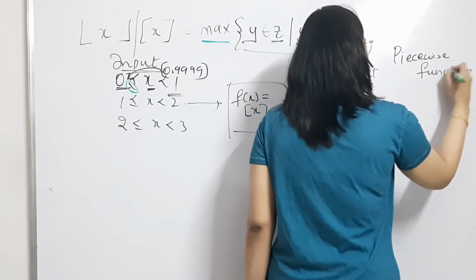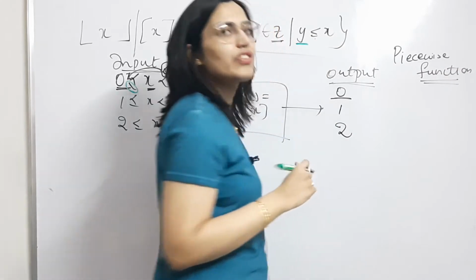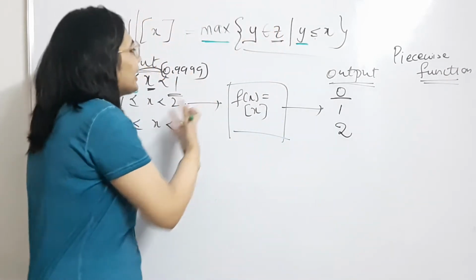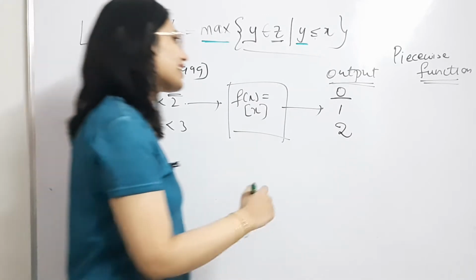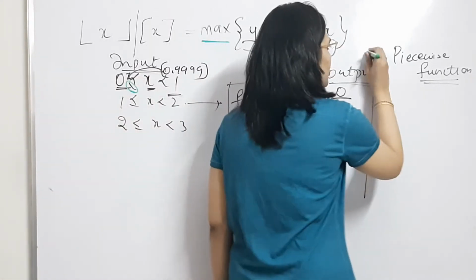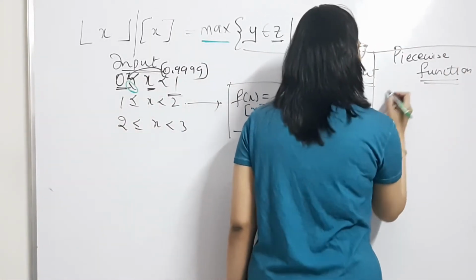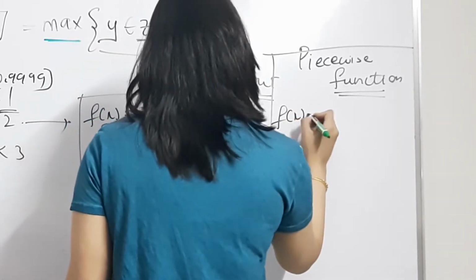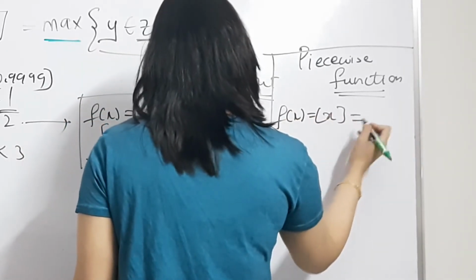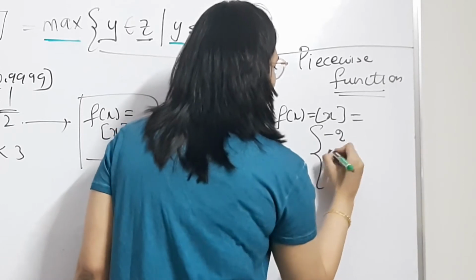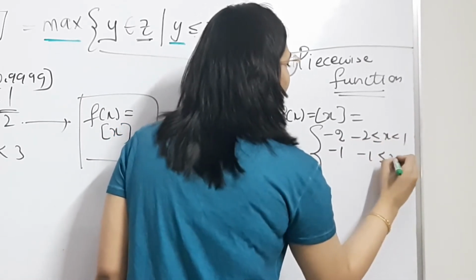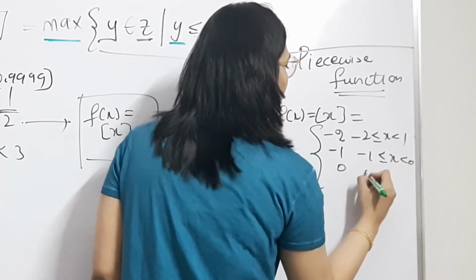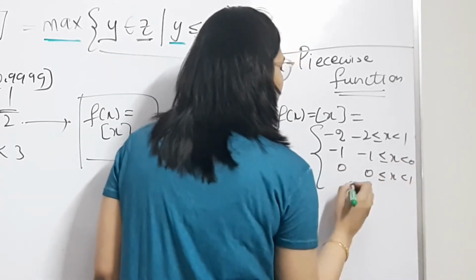Modulus, step, these are all piecewise functions because they get different values based on the intervals that we choose for that function. Okay, how do you write this step function as a piecewise function? You would say that f of x is equal to step of x, which is equal to minus 2 here for minus 2 less than or equal to x less than minus 1, minus 1 for minus 1 less than or equal to x less than 0, 0 for 0 less than or equal to x less than 1, and so on.